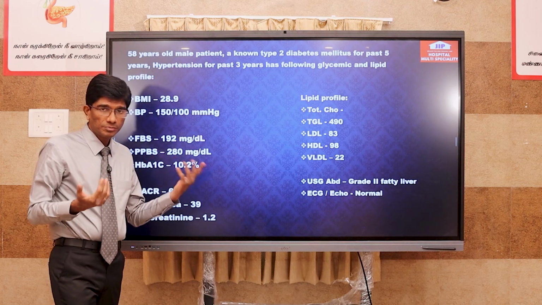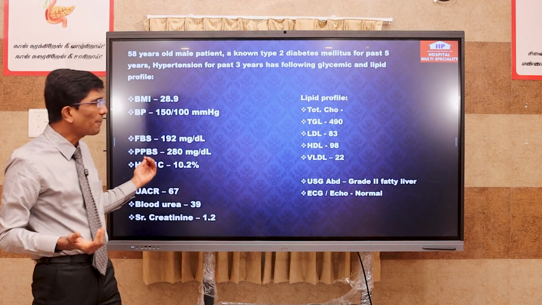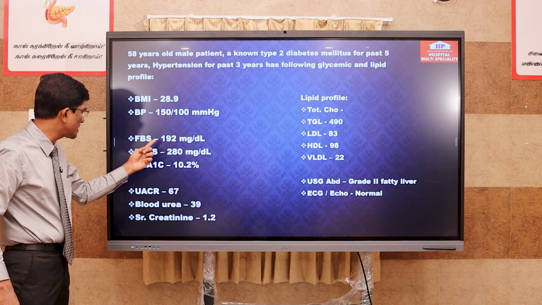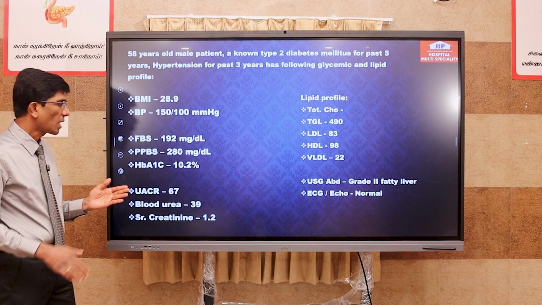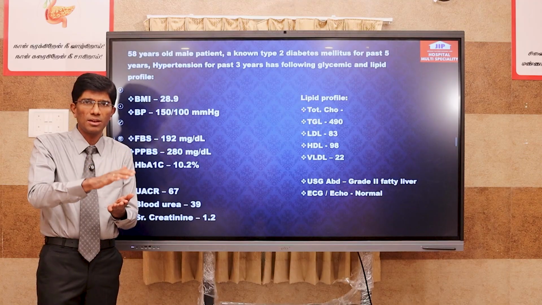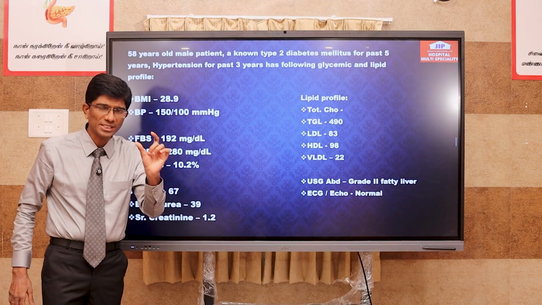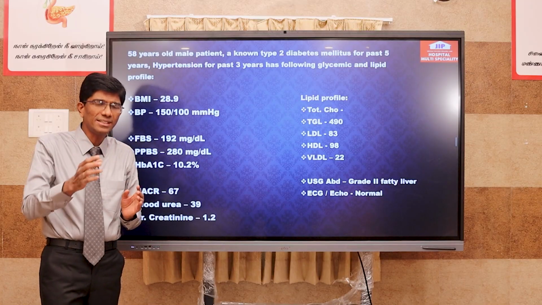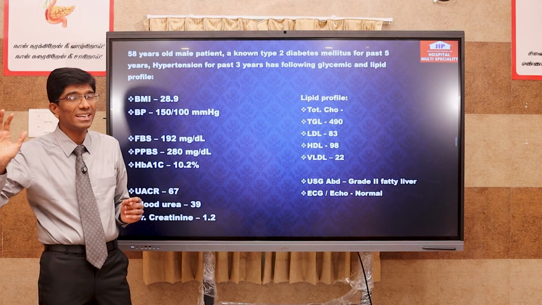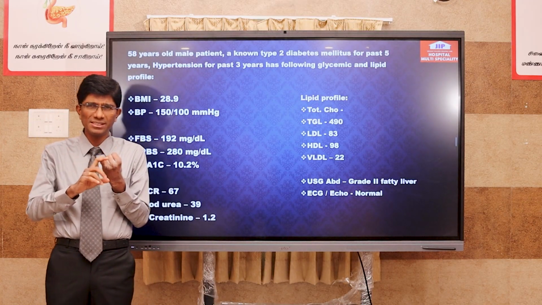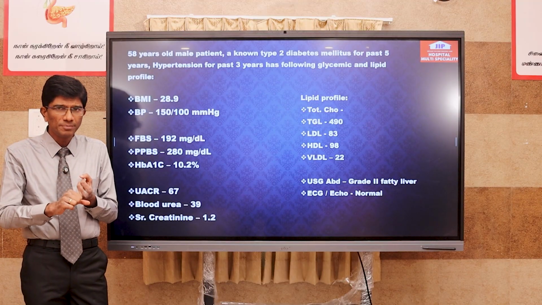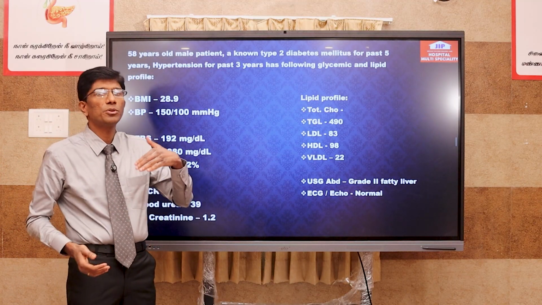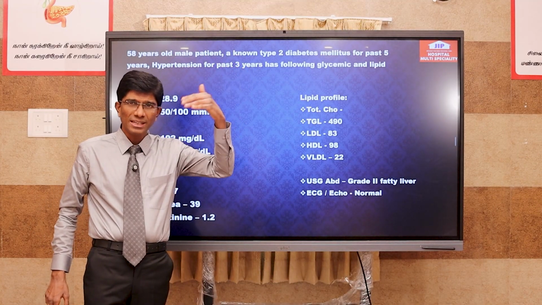So already the patient is on glimepiride 2 milligram. Now you have to reduce fasting and postprandial sugar. As I told you earlier, always target fasting first. If you want to target fasting, then you have to introduce or escalate the dose in the night. Already the patient is on glimepiride and metformin. If you want to increase glimepiride, you can increase glimepiride in the night, 2 milligram.